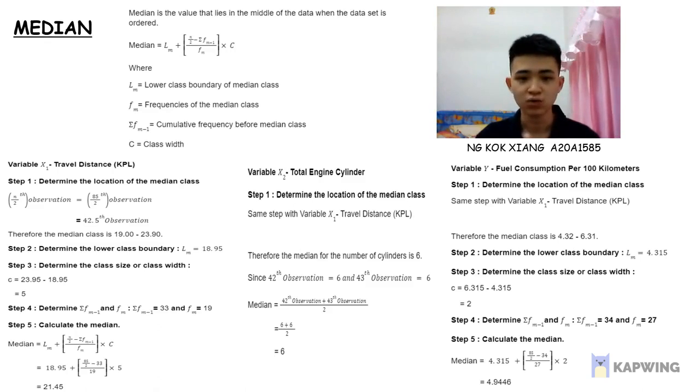For the variable X2, the first step is the same as variable X1 and we found the median class is 6. Since observations 42 and 43 have the same value, which is 6, the median is 6. For the variable Y, the steps are exactly the same as variable X1, travel distance, and the answer is shown in this slide.